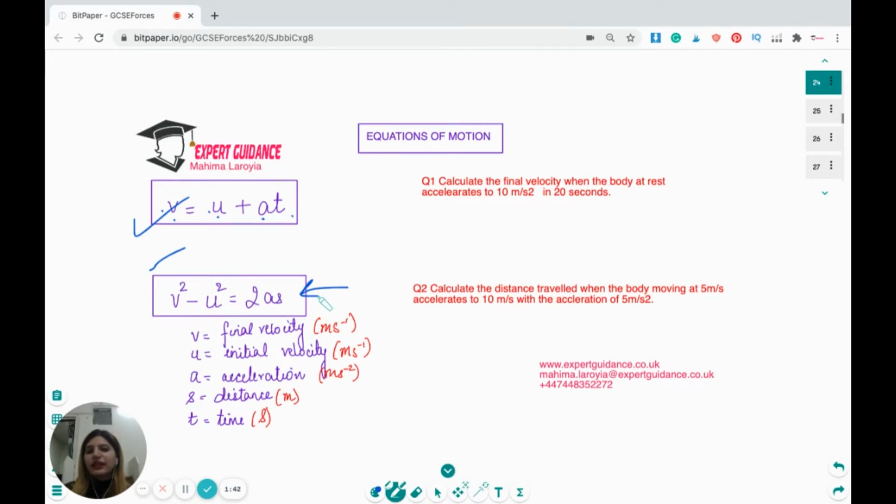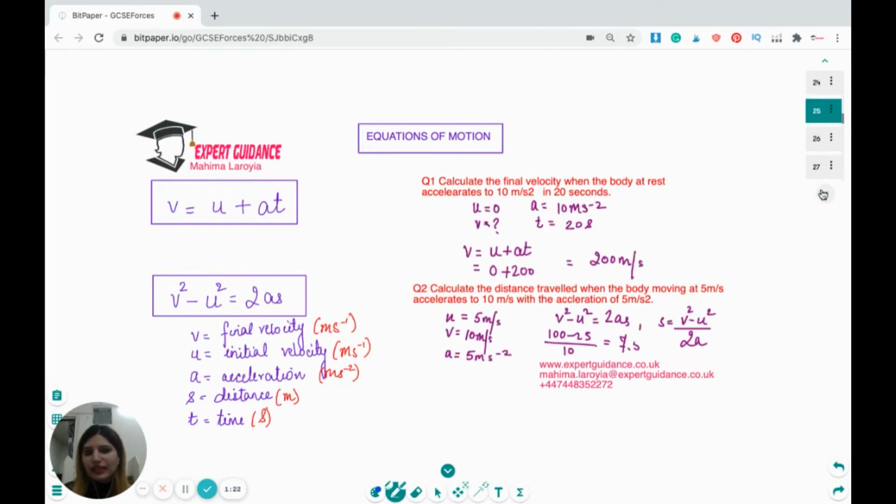You have to calculate the final velocity when the body is at rest and accelerates at 10 meters per second squared for 20 seconds. And for the next question, you have to calculate the distance traveled when the body is moving at 5 meters per second and accelerates to 10 meters per second with an acceleration of 5 meters per second squared. So you can pause the video, have a go at these questions, and come back to check the answer.